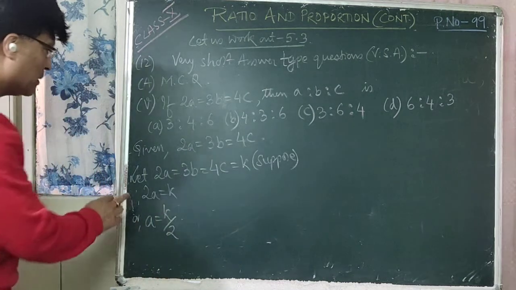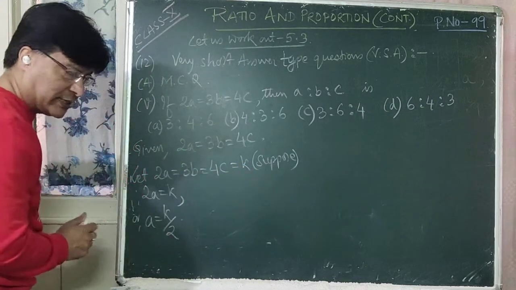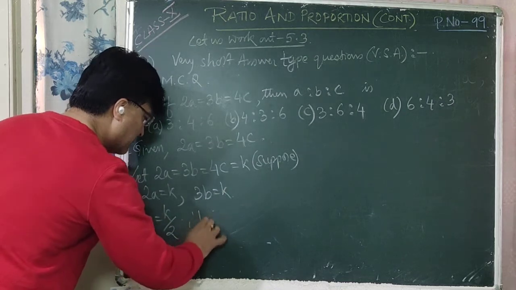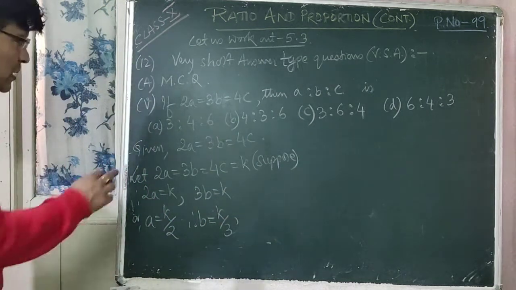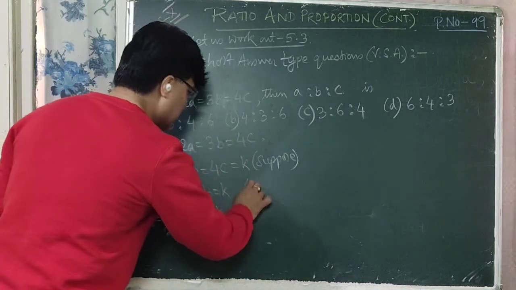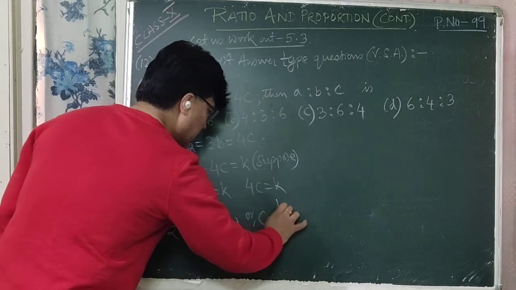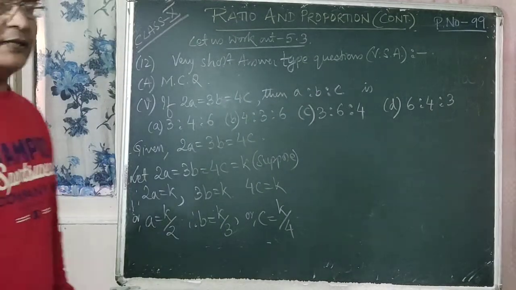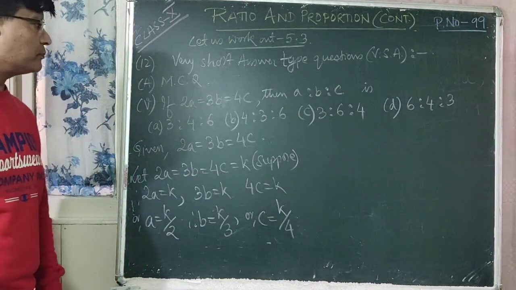Is that clear? Again, equating second with last, we get 3b is equal to k, that means b is equal to k upon 3. Again equate third with last, that is 4c is equal to k, so c is equal to k upon 4. That is, we get the values for a, b as well as c.